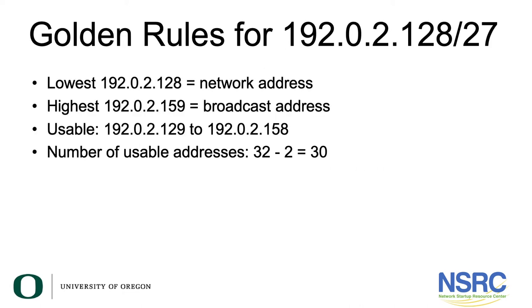So, the golden rules for the prefix 192.0.2.128/27. The lowest address available is 192.0.2.128. That's the first address, and it's also considered a network address. The highest address available is 192.0.2.159, which is the broadcast address. So you see that the usable addresses are going to be 192.0.2.129 to 192.0.2.158. So the number of usable addresses is going to be 32 minus 2, which is 30.